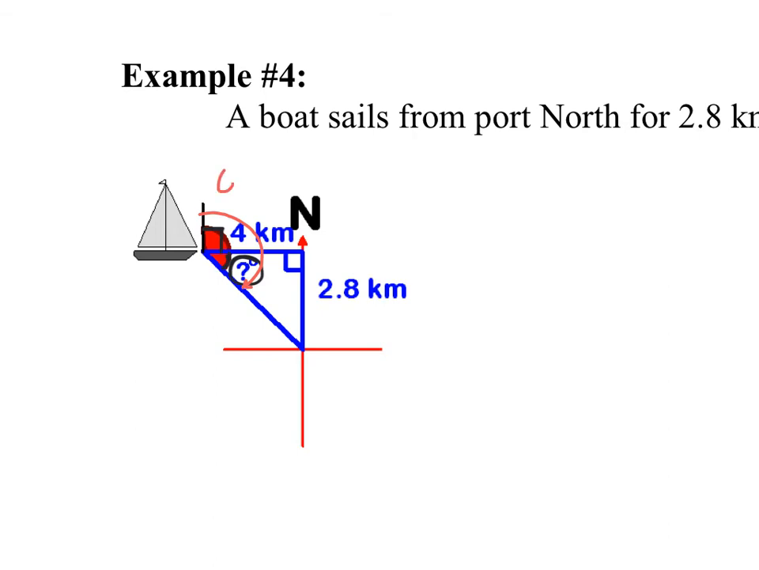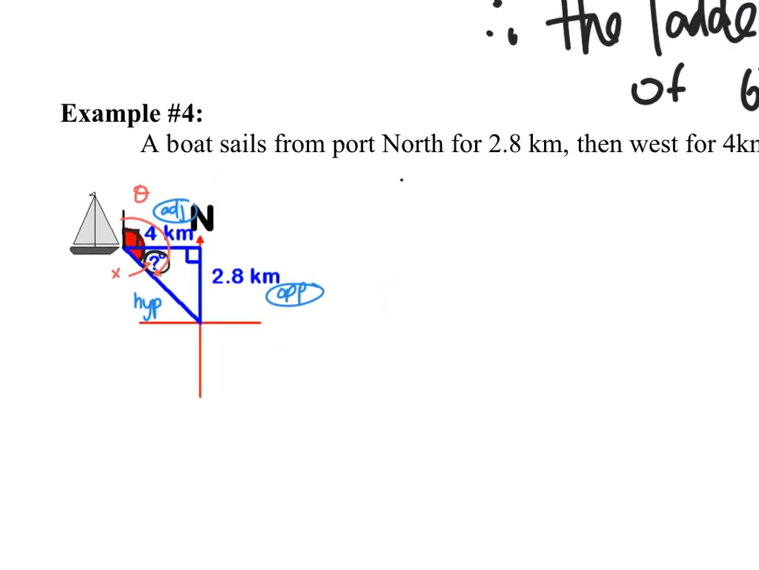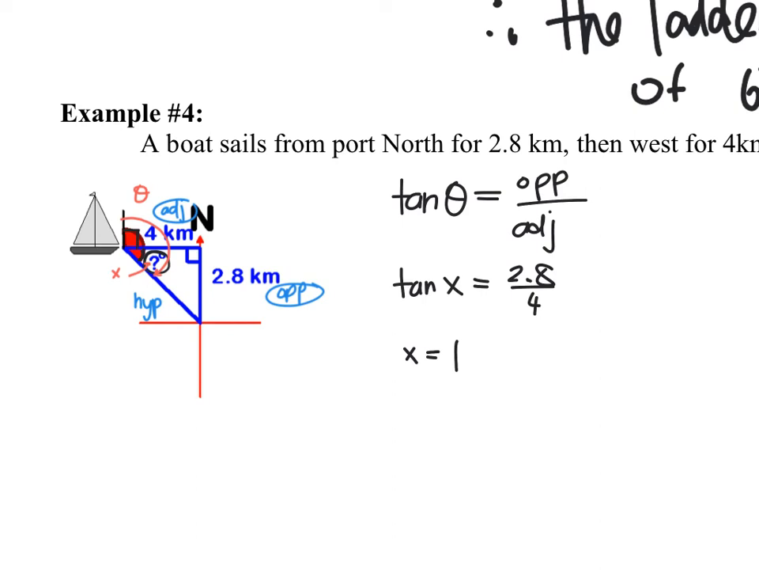Okay, so I'm going to call that theta for my bearing, and this angle in here, the question mark, I'm going to call it x. So let's label our triangle. Across from the right angle is my hypotenuse, across from x is opposite, and then the leftover is adjacent. So opposite and adjacent, once again, we are using tan. So tan theta equals opposite over adjacent. Tan x equals 2.8 over 4. And again, we take the tan inverse of 2.8 over 4.